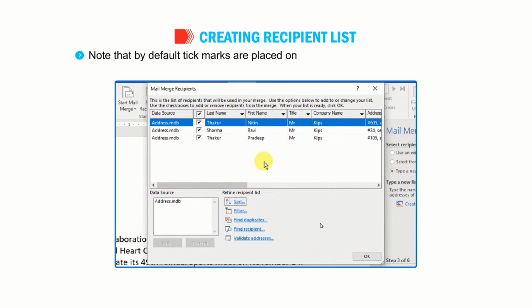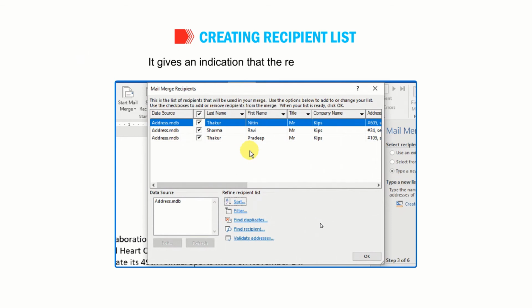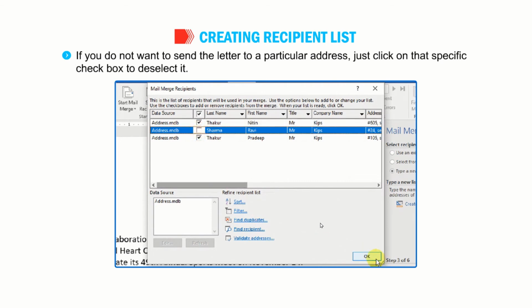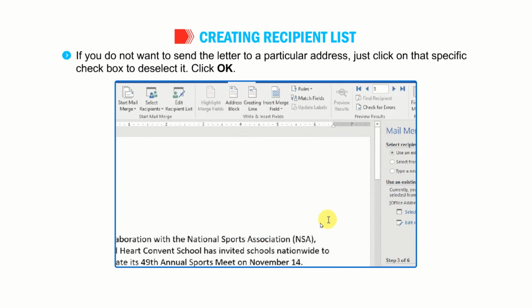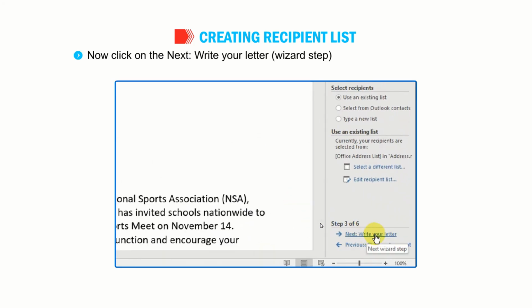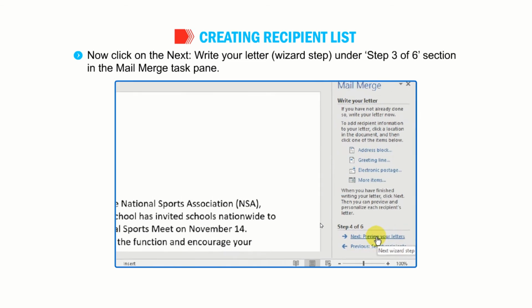Note that by default, tick marks are placed on the checkbox next to the data source field. It gives the indication that the records are selected. If you do not want to send the letter to a particular address, just click on the specific checkbox to deselect it. Click OK. Now click on Next: Write your letter, the wizard step under Step 3 of 6 in the Mail Merge task pane.